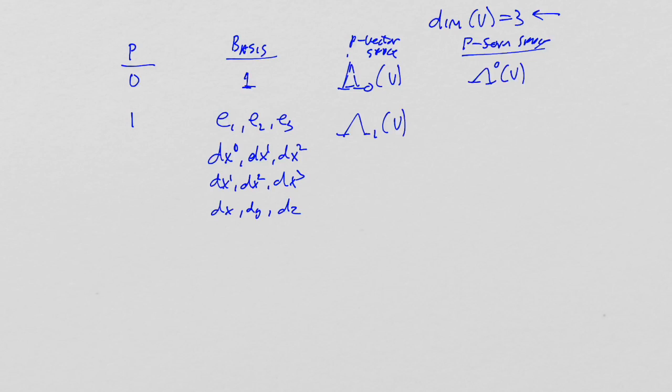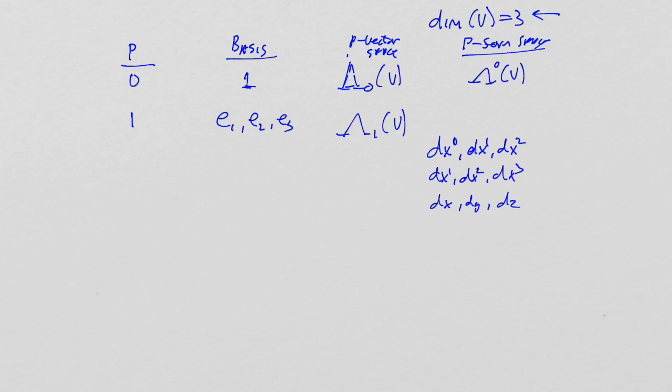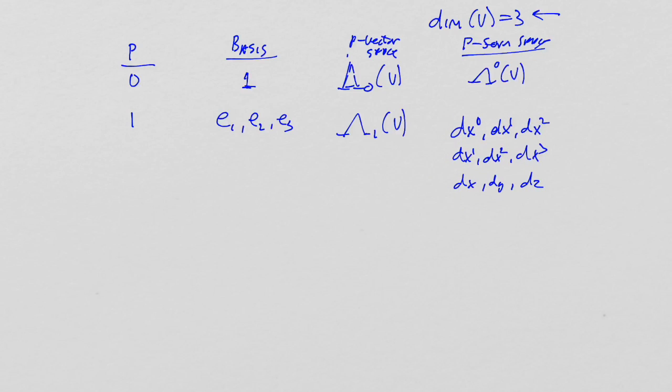This is actually not the basis for the p vector space, this is the basis for the p form space, right? For the p vector space, it's going to be del 1, del 2, and del 3, or del 0, del 1, del 2, depending on how you want to count. So that's the basis for the p equals 1 space. And the p form space here is lambda 1 of V, like that.